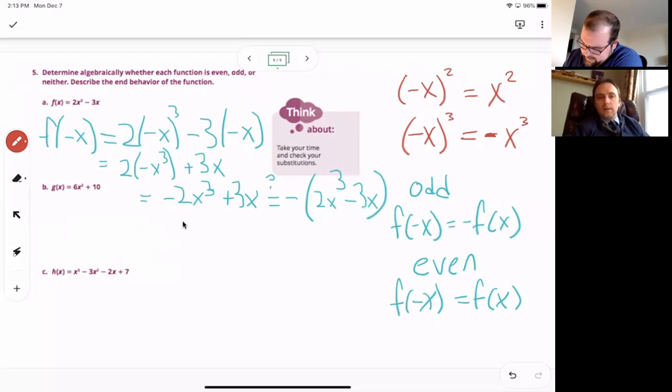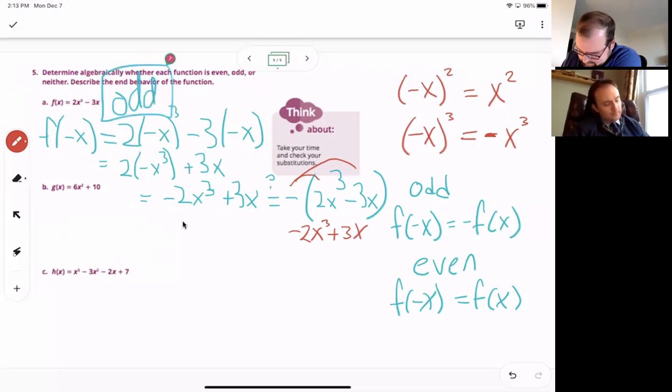I think so, because if I distribute this negative to both of these pieces, I get negative 2x cubed and plus 3x, which is the same thing we had there. So that one's got to be odd, because those are opposites.